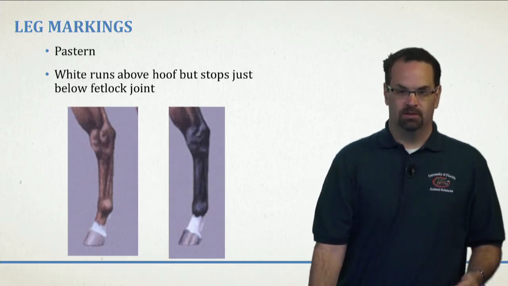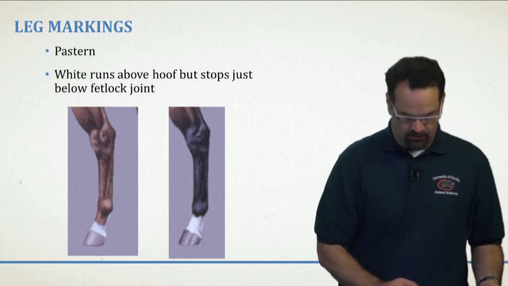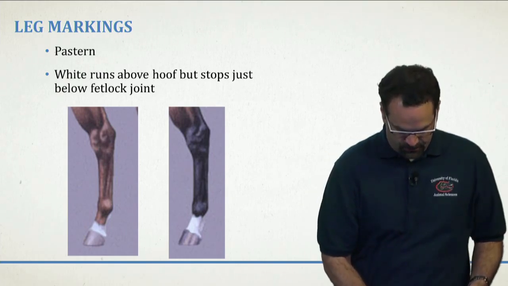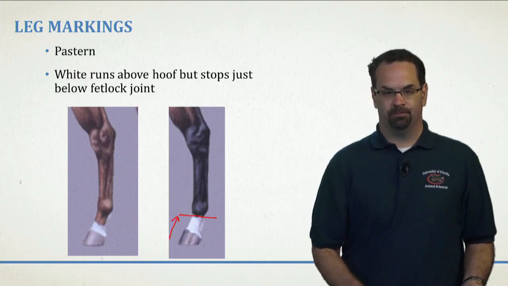Now the next one is when you do have white running from the coronet up the pastern, but stops at the fetlock here. So you can see it runs all the way up the pastern, but stops at the fetlock. And we'll call that a pastern.